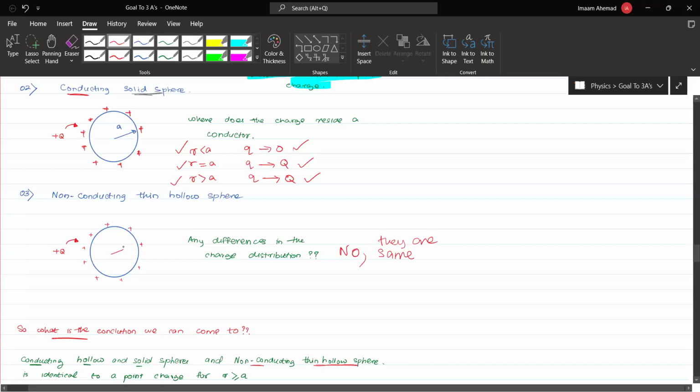Look, if R is less than A, do we have any charge inside that? No, right? If R is equal to A, Nahla, what I'm saying is it is a thin hollow sphere. Hollow sphere means it doesn't have a volume inside. It only has an outer surface. Clear? How about the others?